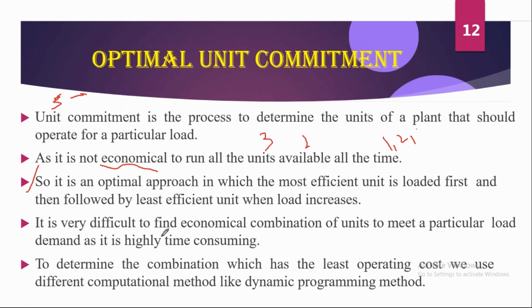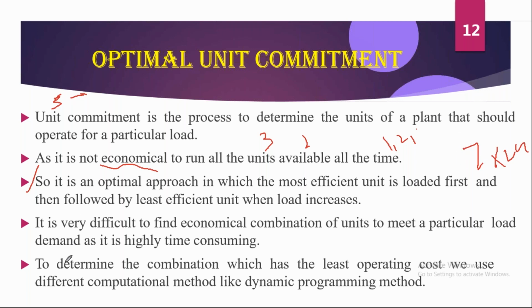It is very difficult to find an economical combination of units to meet a particular load demand, as it is a highly time consuming process. Scheduling within a plant is really difficult. Why? Because our load is not constant. Today's scheduling of 3 intervals will not be the same tomorrow. So it should be a 7 into 24 hours calculation, because the load is not constant at any time.